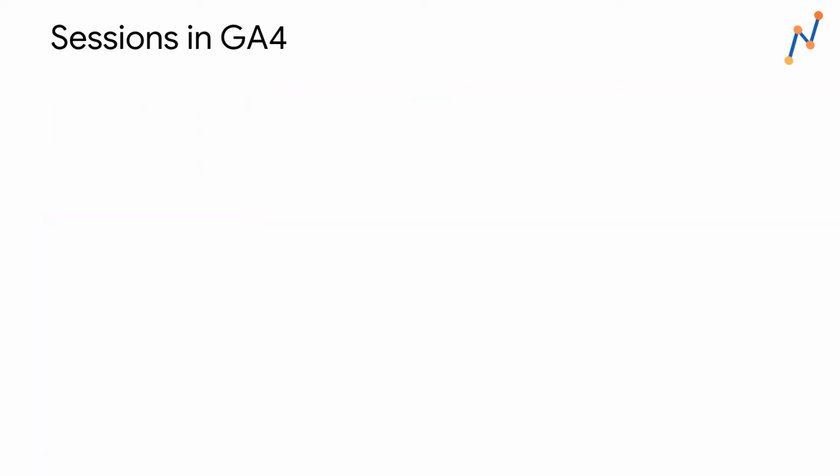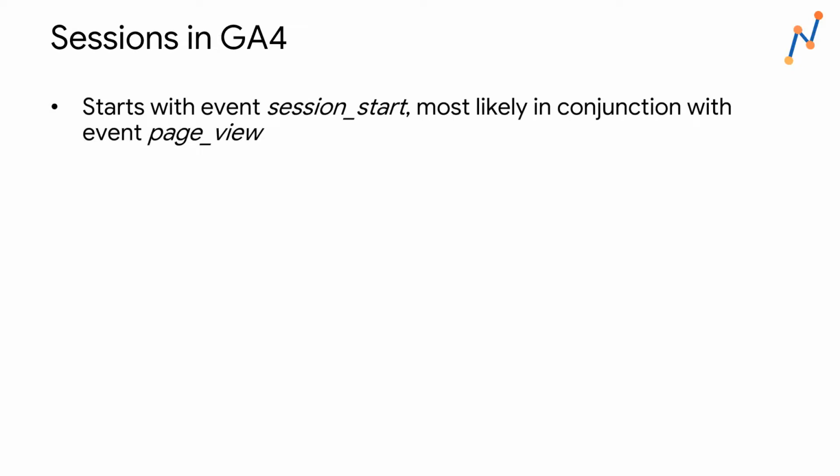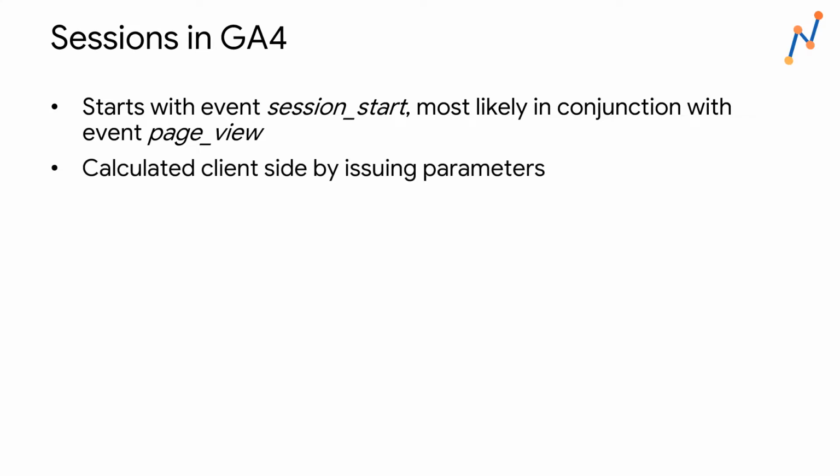Okay, now let's sum up how sessions are processed in GA4. A session will start with the event session start. Most likely this will occur in conjunction with a pageview, and only under some very rare conditions it will be another interaction hit. A session in GA4 will always be calculated client-side, and therefore the Google Analytics service will be provided with detailed information about the session ID to identify the session in conjunction with the client ID, and the session count to provide information about the session number.